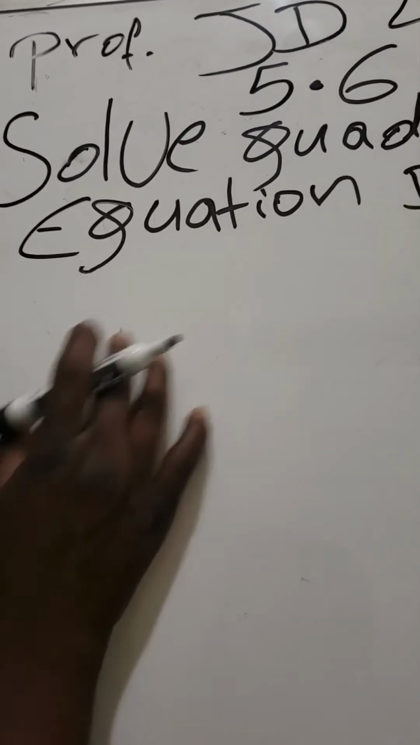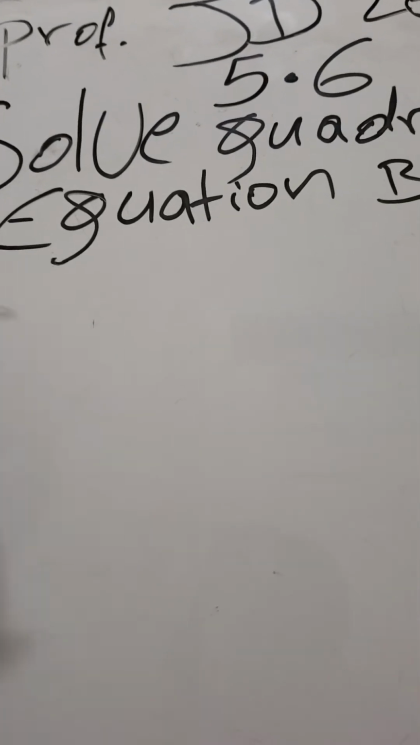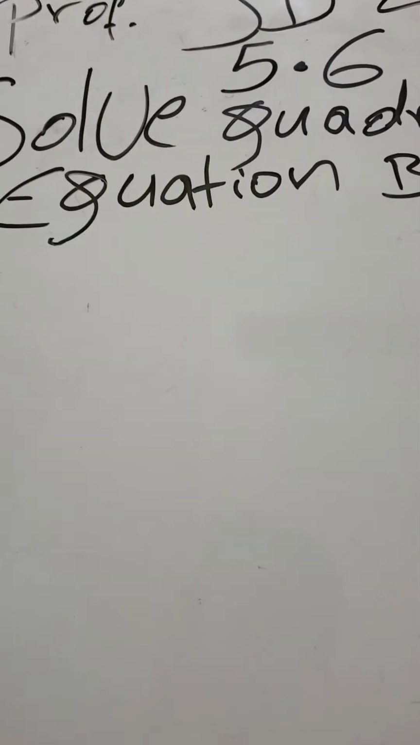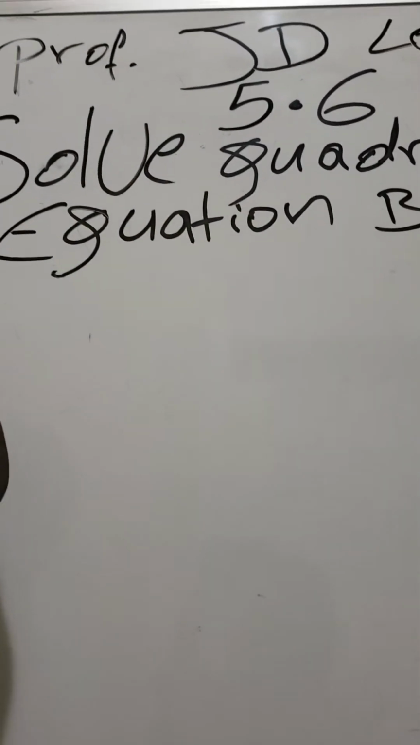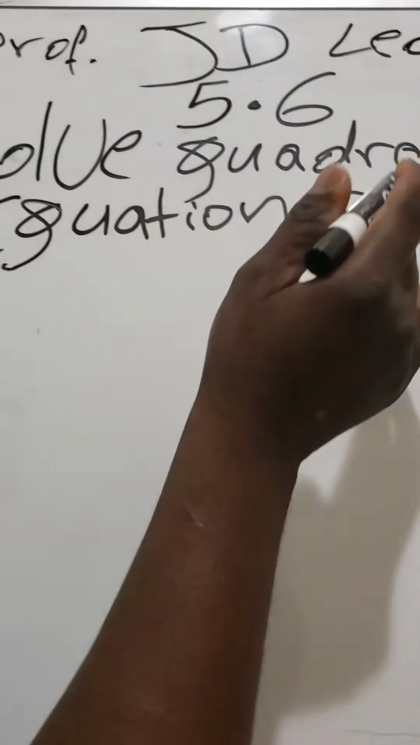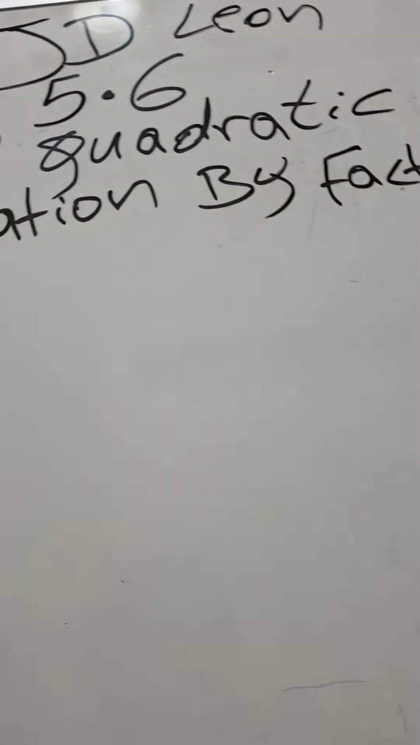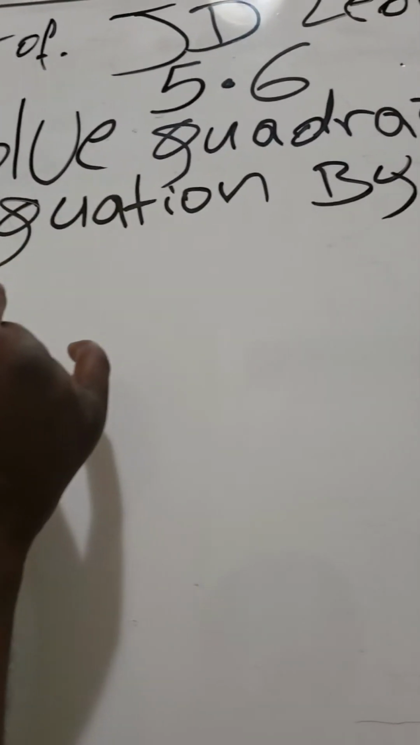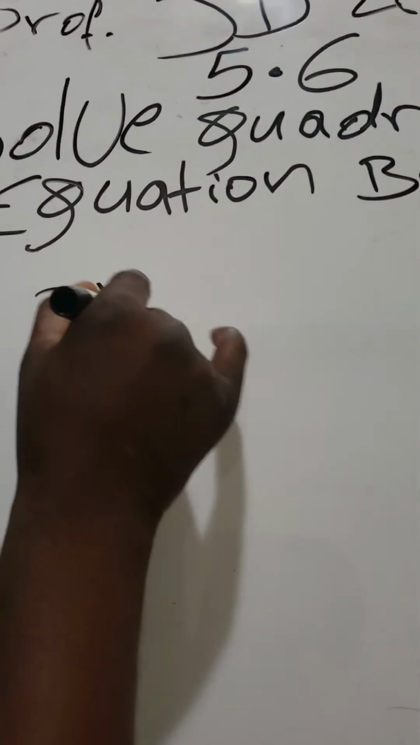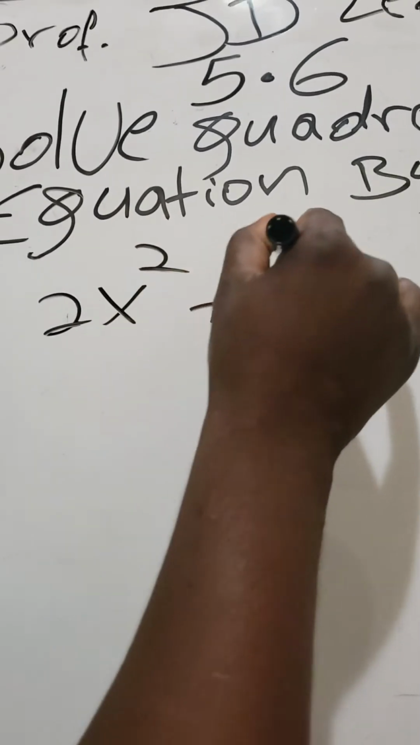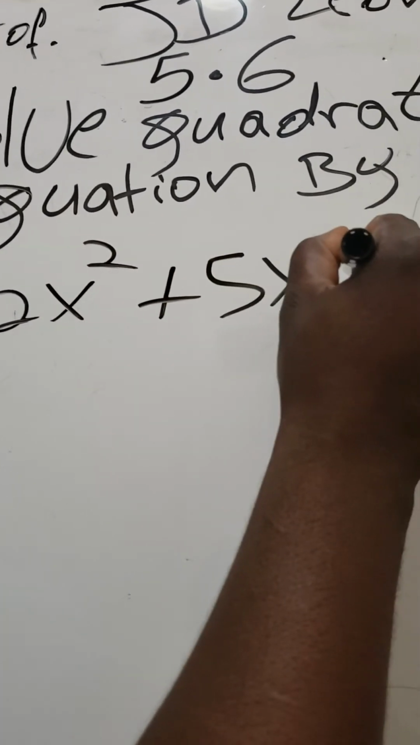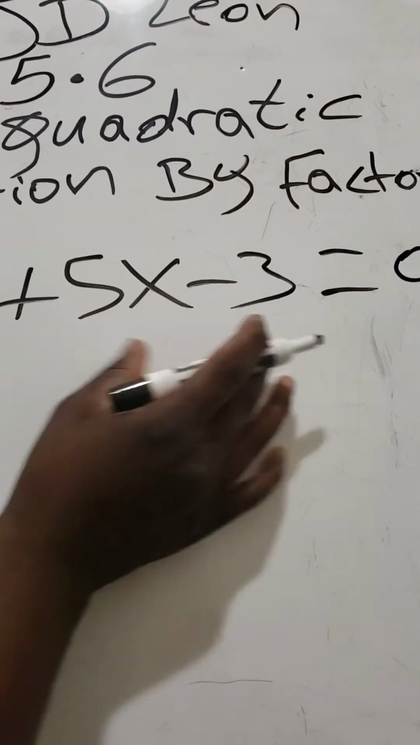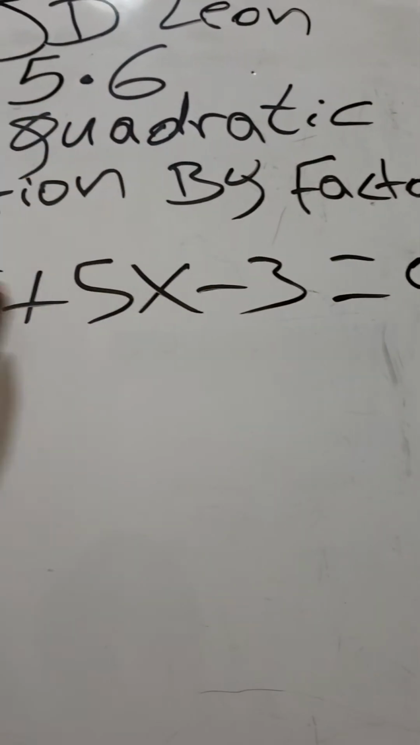All right, guys. With this video, we're going to start with section 5.6, and it is about solving quadratic equations by factoring. So one of the examples that we can look at for this concept is 2x squared plus 5x minus 3 equals 0. Obviously it has an equal sign because it's an equation.